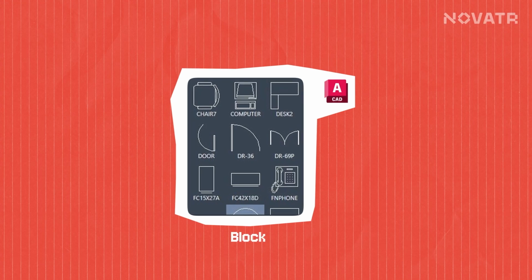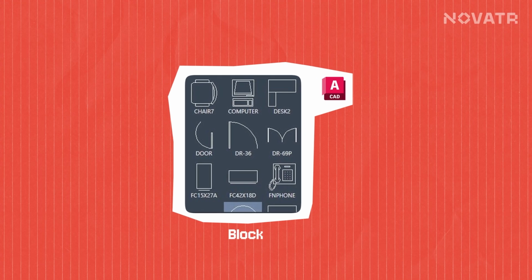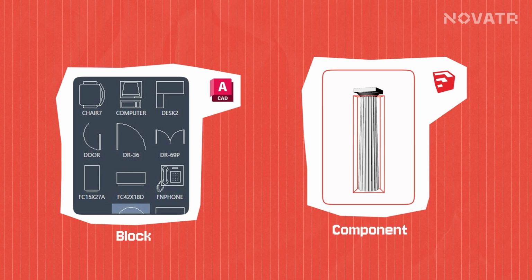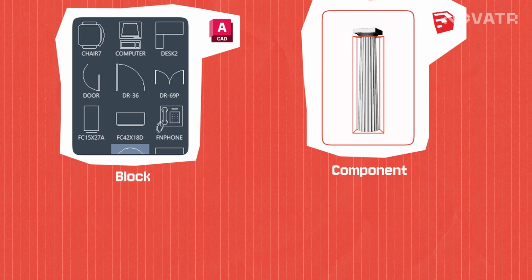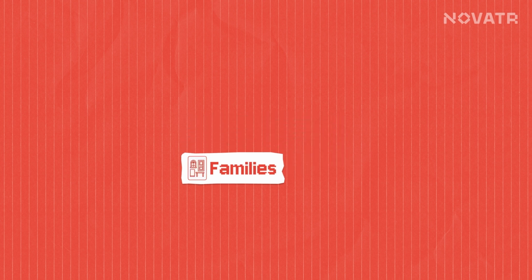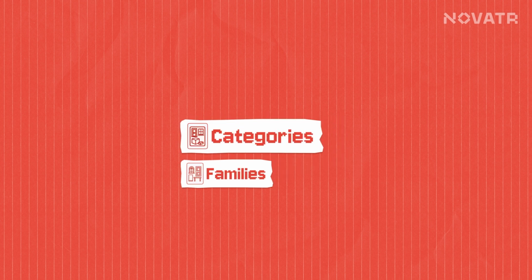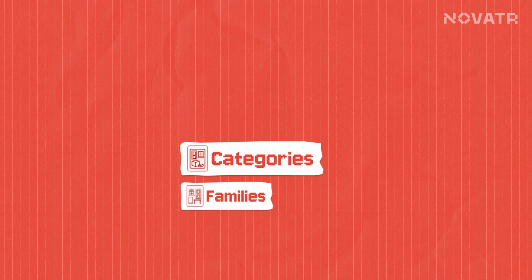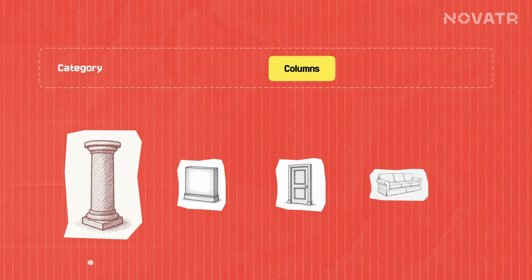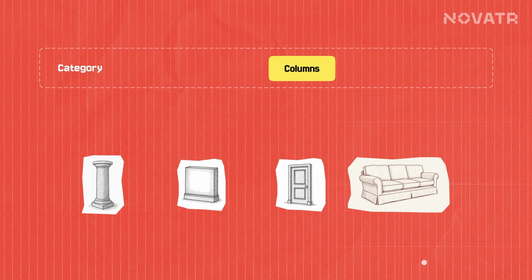If you've ever worked in AutoCAD, you know about the block, and in SketchUp, you know the component. These are reusable objects that save a lot of time. In Revit, the equivalent is called a family, with a level above it called categories. To understand them, let's look at the hierarchy. At the top, you have categories, big groups like columns, walls, doors, or furniture.